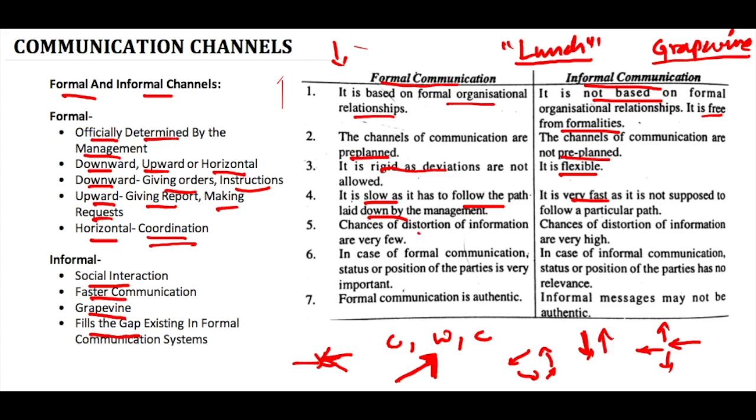Chances of distortion of information are very few, so it is important to remember that distortion is more in an informal communication channel and less in a formal communication channel. Chances of distortion are very high.